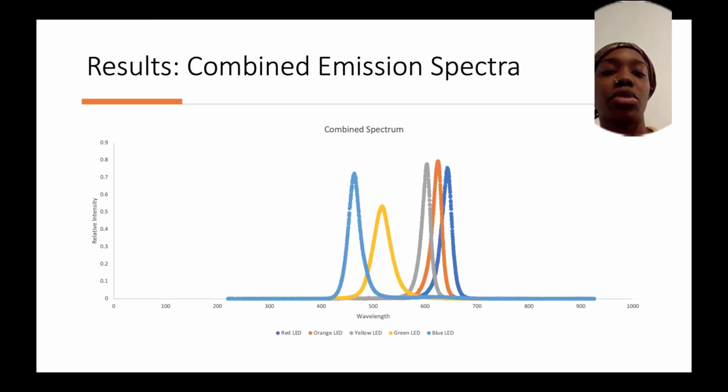This figure shows the combined normalized emission spectra for the LEDs. The x-axis is the wavelength in nanometers, and the y-axis is normalized intensity. The spectra were normalized so that the peak heights could be compared more easily, even if some of the LEDs were brighter than others during data collection. The red LED appears to have the longest wavelength, while the blue LED appears to have the shortest wavelength, and this matches the expected relationship between wavelength and energy.